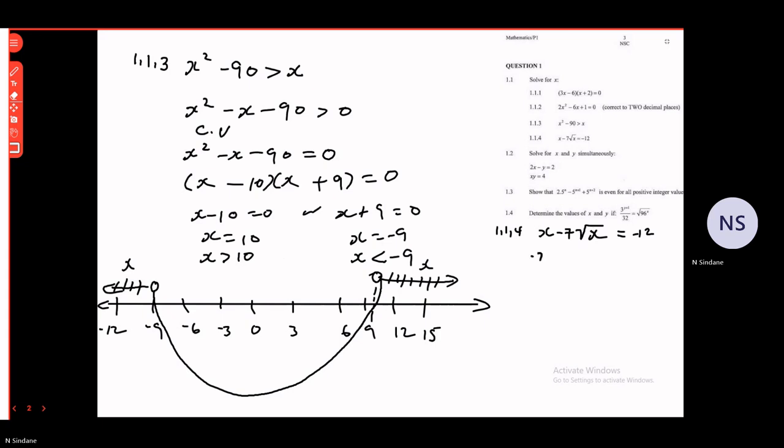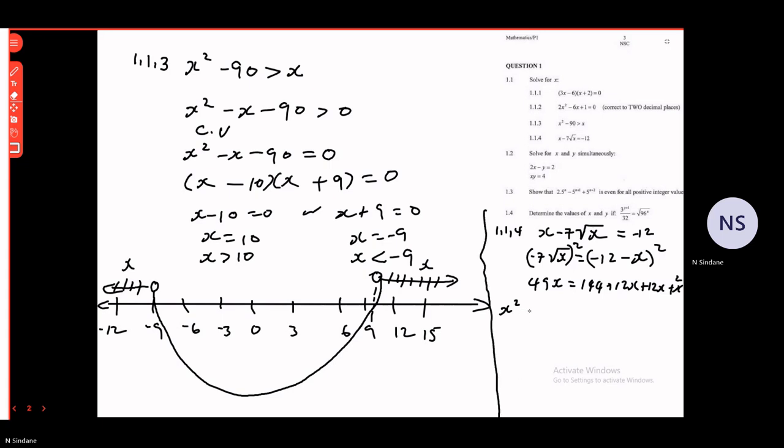So this will be negative 7 square root x, which is equal to negative 12 minus x, right? And then I can now remove the square root by introducing the squares. Square this side and square that side. Then this will give me 49x is equal to, if I say 12 times 12, I'm going to get 144, right? And then this will be positive 12x plus 12x, sorry, due to space, plus x squared. Let me try to squeeze it that side. This will be x squared. Sorry for that.